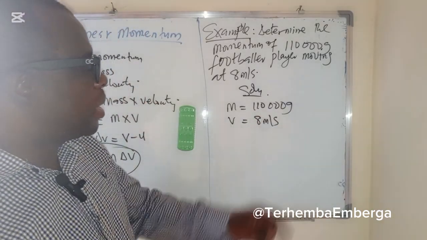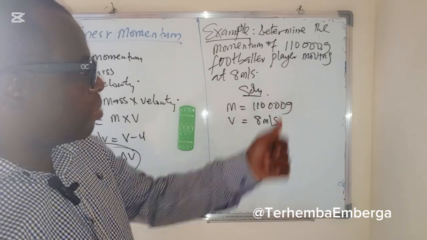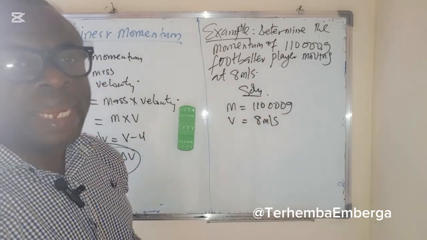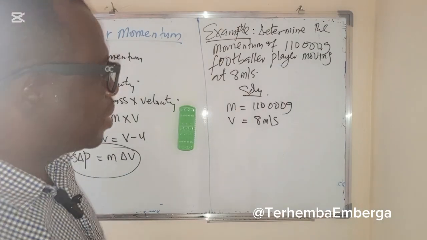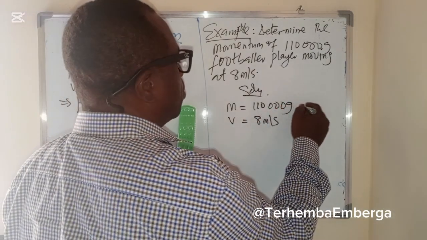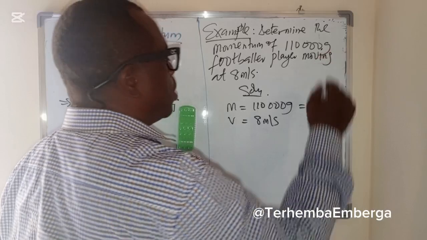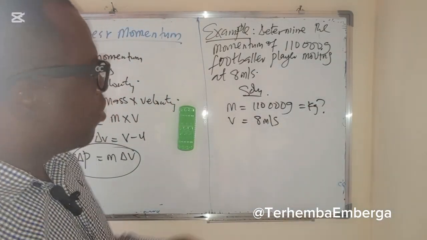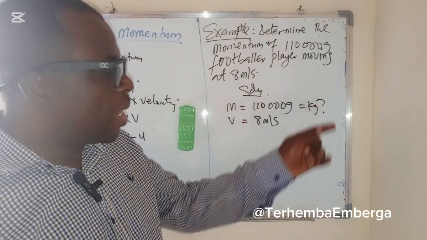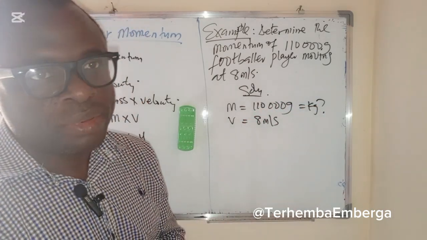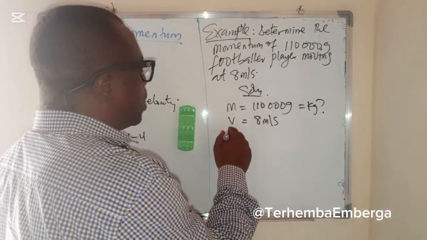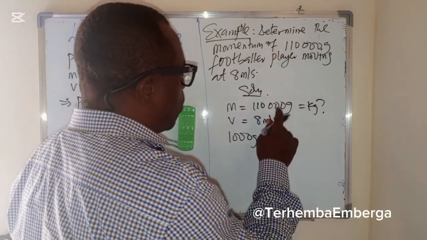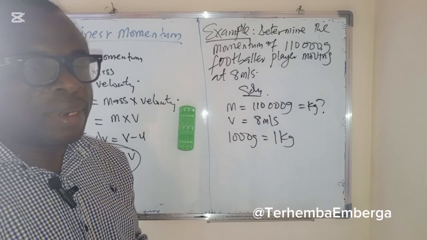So what we do in this case, this thing is given in grams. So how do we change grams to kg? Because this is not a standard, or what we call SI unit. So we need to change grams to kg. So how do we do that? Like I always say, for you to change from one unit to another, you need to know the relationship. And we know that 1,000 grams is equivalent to 1 kg, or 1 kg is equivalent to 1,000 grams.